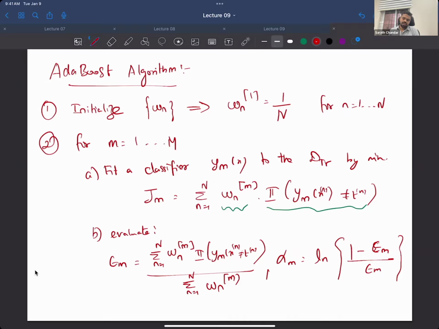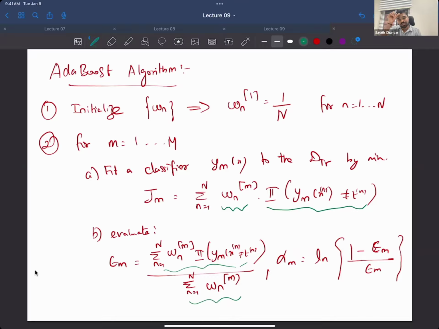I'll tell you how I came up with these two terms later, but for now, let's try to understand intuitively what these terms mean. The denominator of the first term is the total weight for the data set. And the numerator of this first term is the summation of all the weights only for examples where the model makes a mistake.